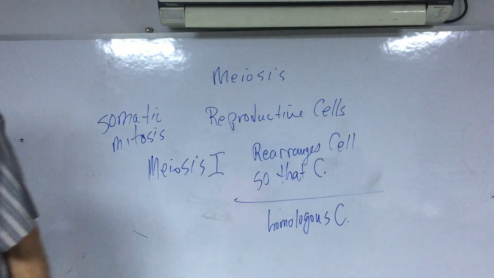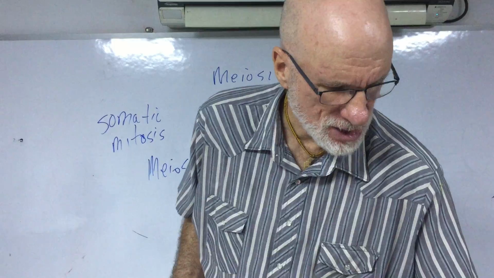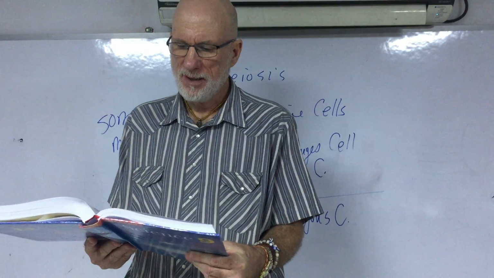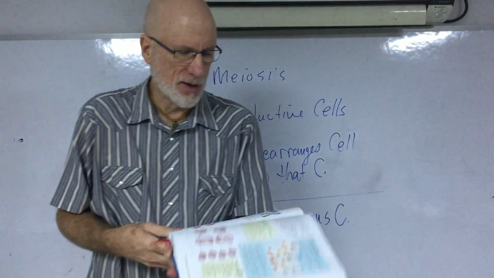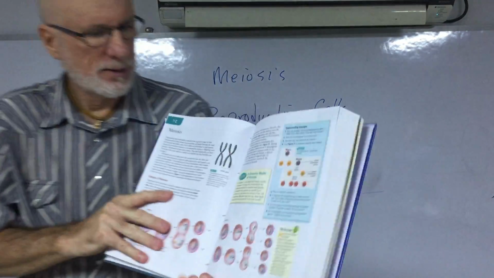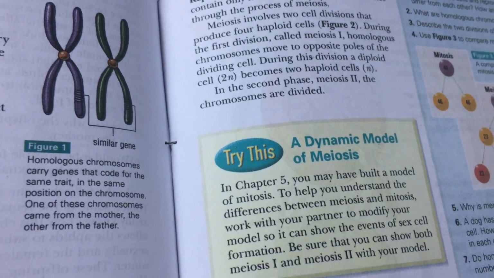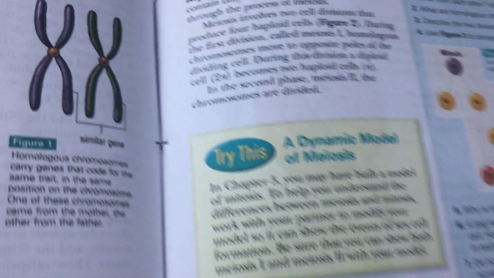Figure 1. Okay, here it is, guys. You guys, this is one of the reasons. You ready? It says right here, homologous chromosomes carry genes that code for the same traits in the same position on the chromosome. One of these chromosomes came from the mother, the other from the father. Okay? You guys should have said that. Why? Because look, it's a picture. I'm going to put it right on the camera here. Can you see it? Right there. You can put that on pause. You see that? But why is that so important?